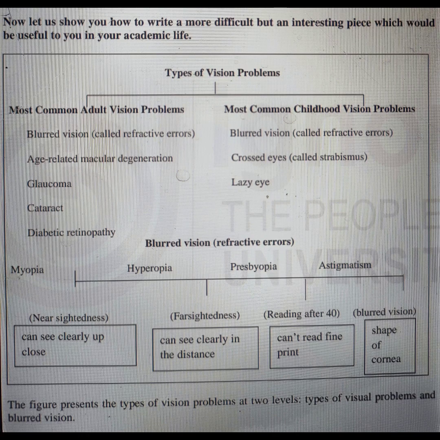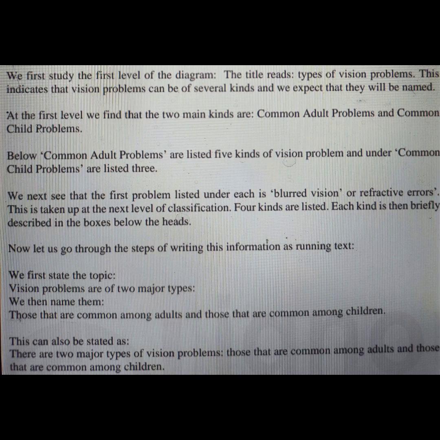The figure presents the types of vision problems at 2 levels. Types of visual problems and blurred vision. We first study the first level of the diagram. The title reads, Types of Vision Problems. This indicates that vision problems can be of several kinds, and we expect that they will be named.